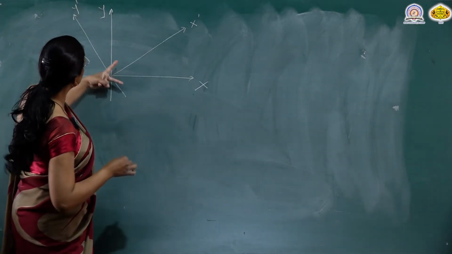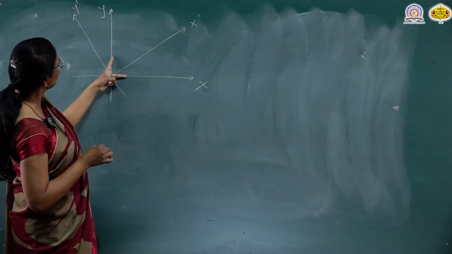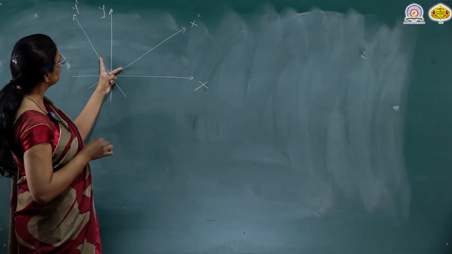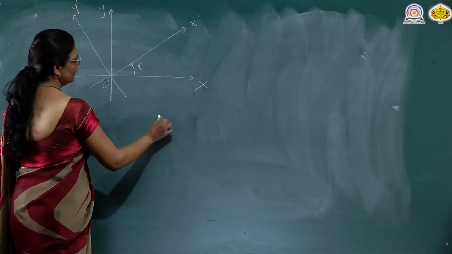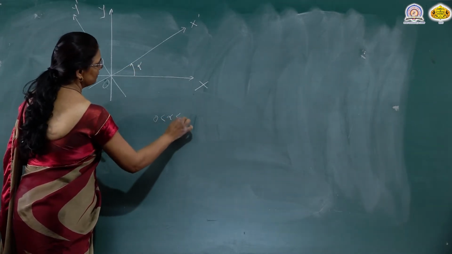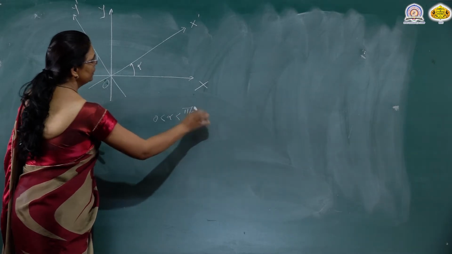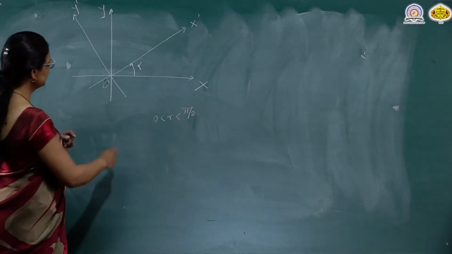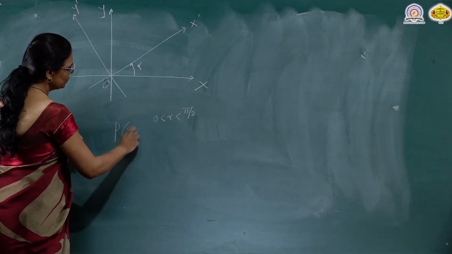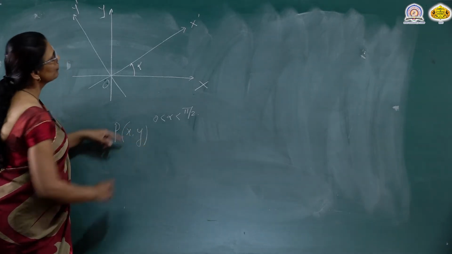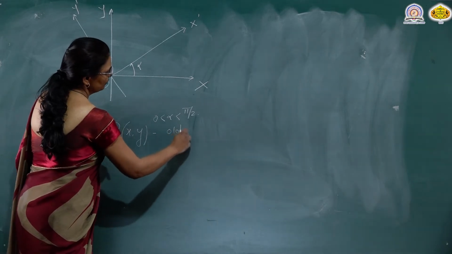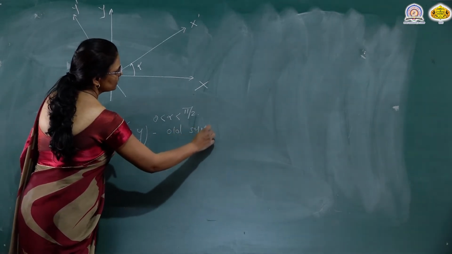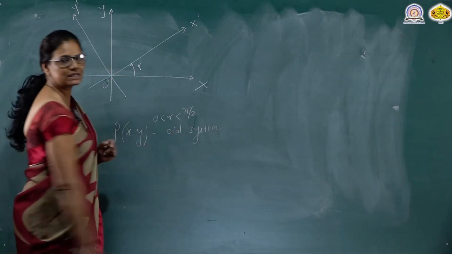So we rotate this xy system through an angle, say alpha. So this is the angle alpha. Now here 0 is less than alpha is less than pi by 2. Let us consider point P whose coordinates are x, y with respect to the old system, or with respect to the original axis system.